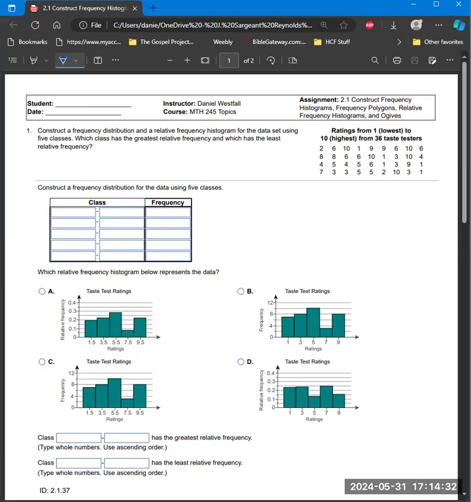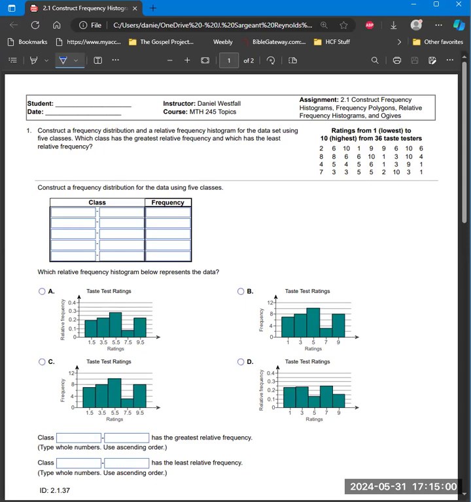So let's go ahead and look at number one: construct a frequency distribution and a relative frequency histogram for the data set using 5 classes, and which class has the greatest relative frequency and which has the least relative frequency. I'm going to start here by sorting this, finding the range.